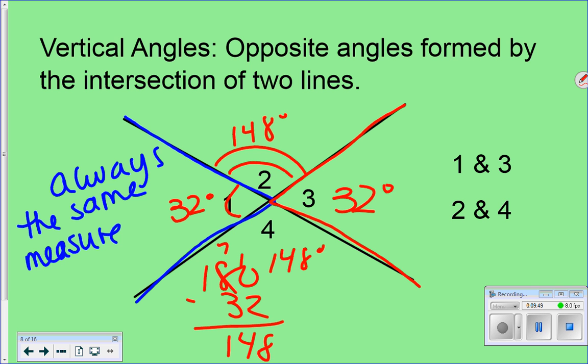You guys understand that? Did you see how I found what 148 was? Because what do we always say a straight line is? 180. So if I know this is a straight line right in here, okay, I know this is 32, and then I can use that to figure out what that would be right there. Okay, so let's try another one quick.